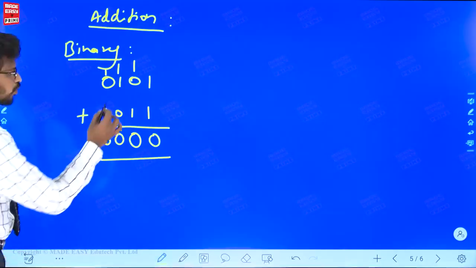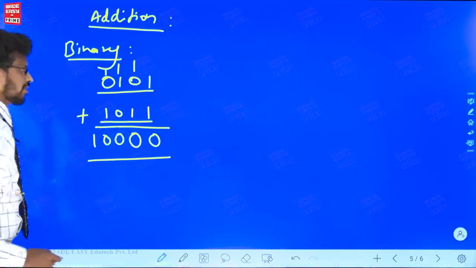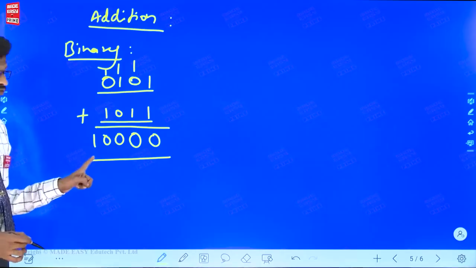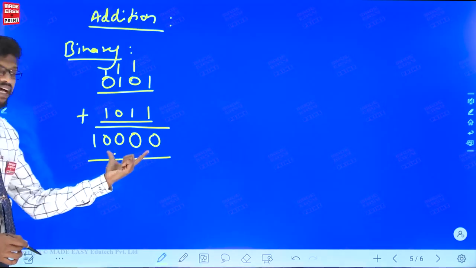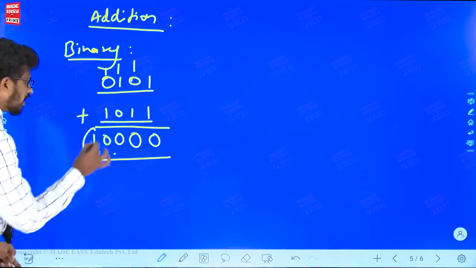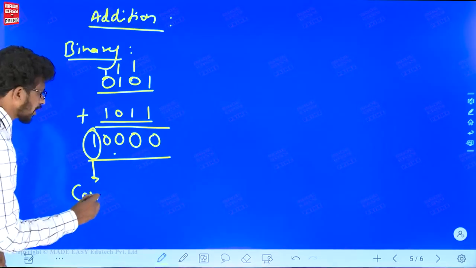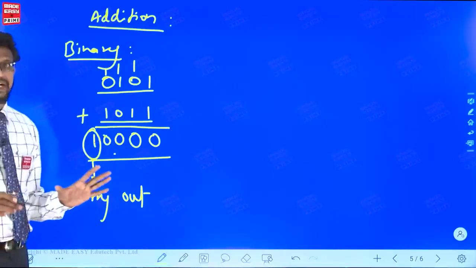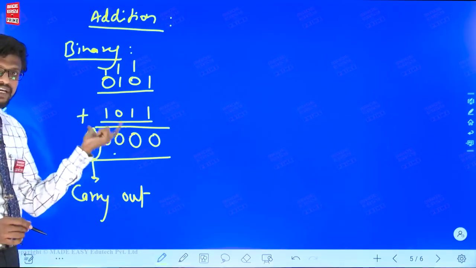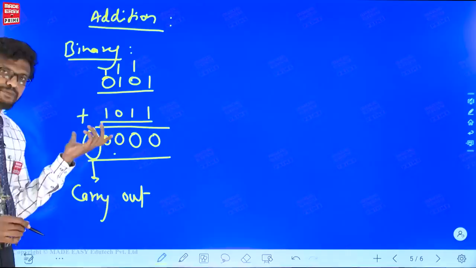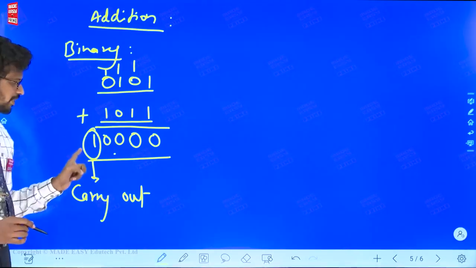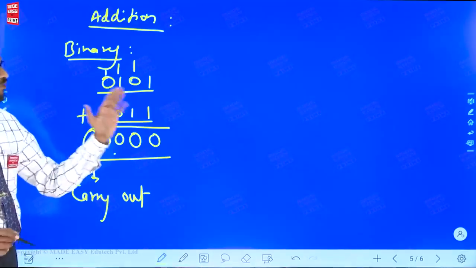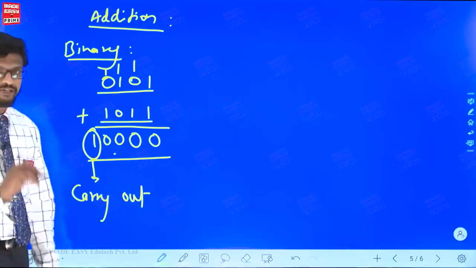I am taking two 4-bit data, but the result is 5 bits. If it crosses the size of n, whichever was taken, this extra value we simply call carry out. The data can be n-bit data. I have taken two 4-bit data. While adding two 4-bit data, the result may cross the 4 bits. The extra bit we call carry out. Fine. This can be for 4-bit, 8-bit, 16-bit, whatever, based on your choice.